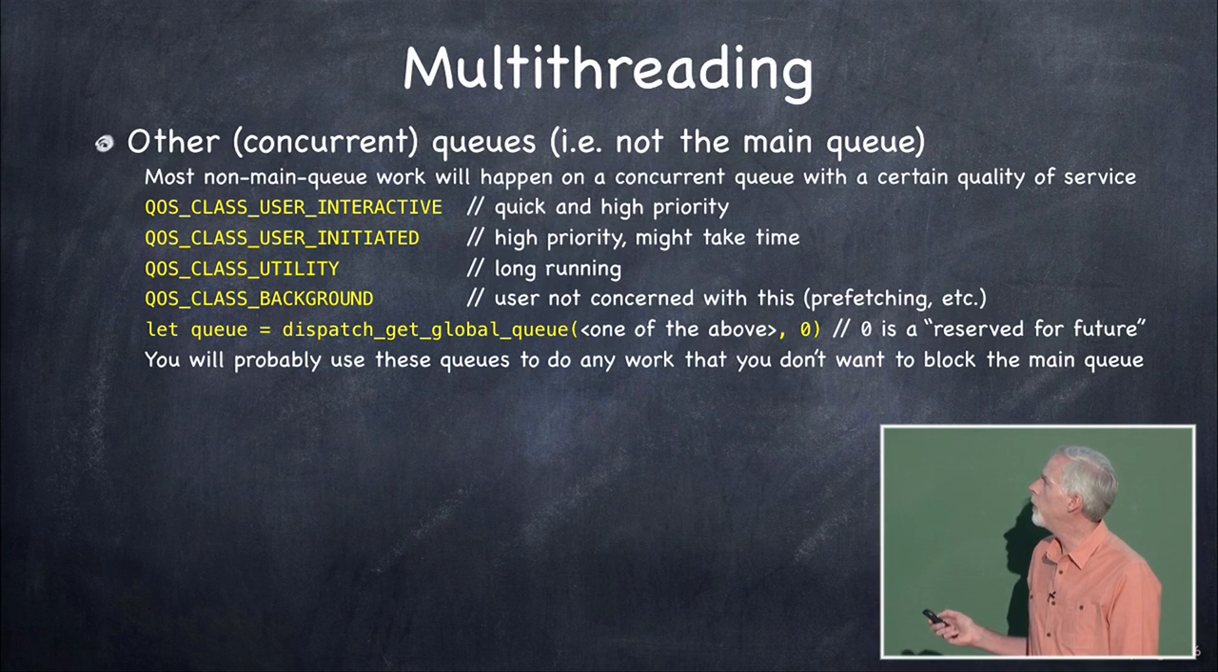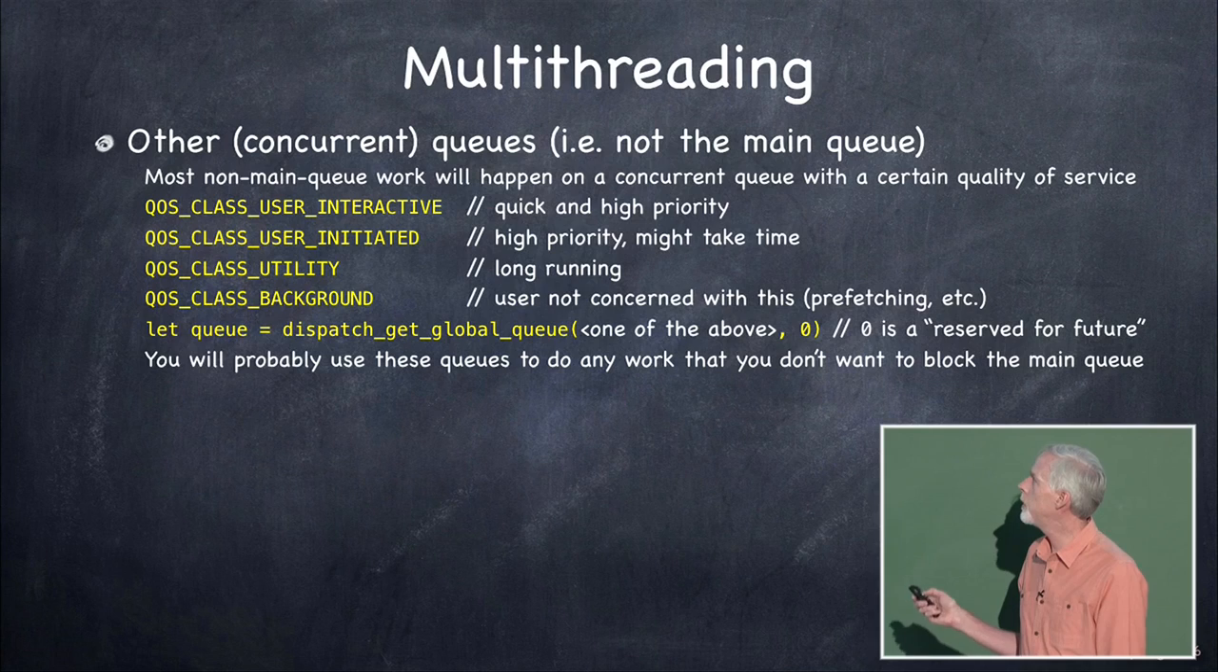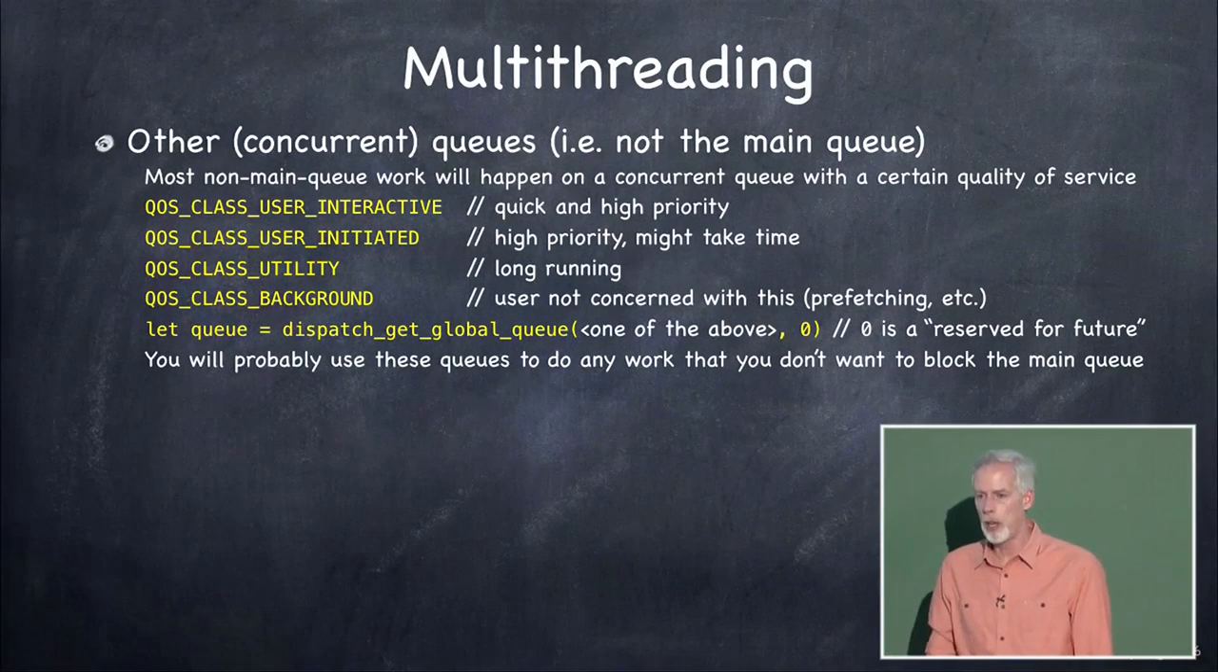So you get one of these four queues by saying dispatch get global queue. You specify which one you want. Then this has this extra argument, 0, which is reserved for future use, so you just always put 0 there. And that's going to give you back a queue, a dispatch_queue_t, that you can then use as your first argument to dispatch async. So these are the queues you're most often going to put this work that needs to be done in the background onto.